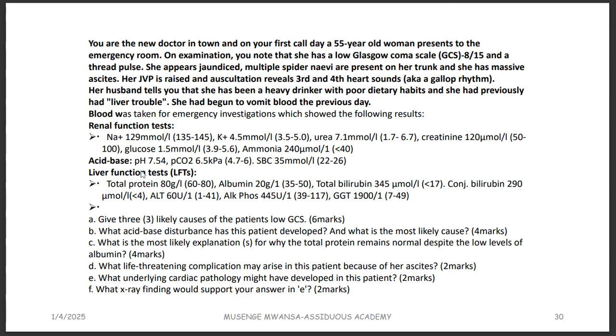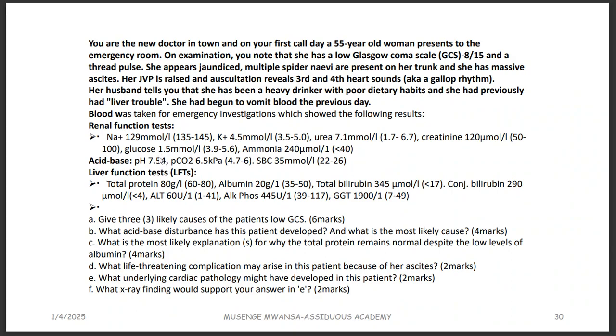Okay. So look at the pH. Here the pH is 7.54. The pH is above normal. You know the normal is between 7.35 and 7.45. So this means alkalosis. Now, alkalosis can be caused by gain of base or loss of acid. How can you gain base? If you have got a lot of bicarbonate, that will mean that you have gained base. And then how about the loss of acid?